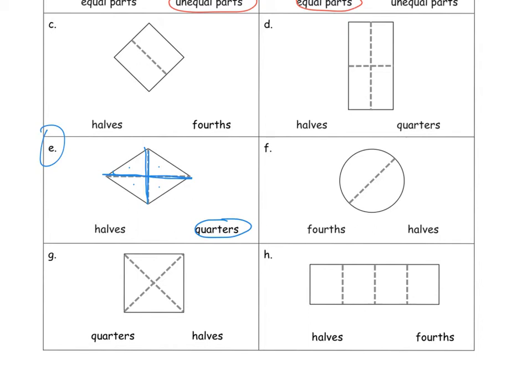Halves would be if I just did one line going across. Halves are two equal parts. And if we look at F real quick, we have a circle, and we've cut it this way and made two equal parts, and I know that's halves, because this line has cut it in half. So I have two equal parts there for halves.